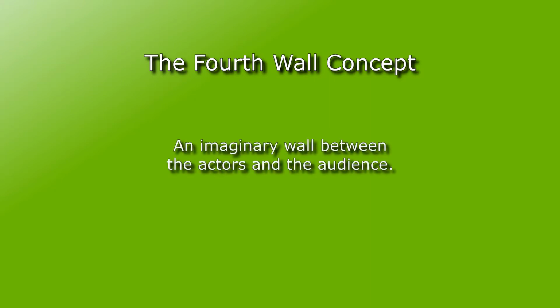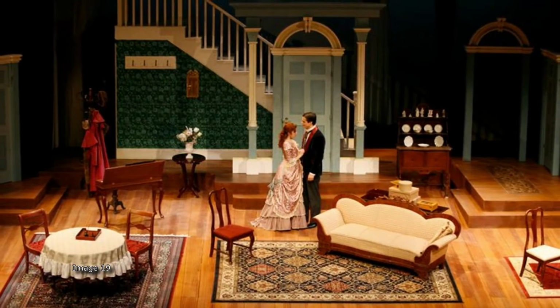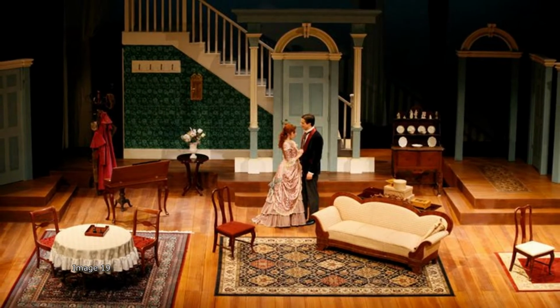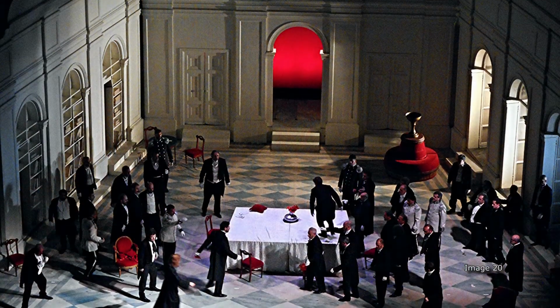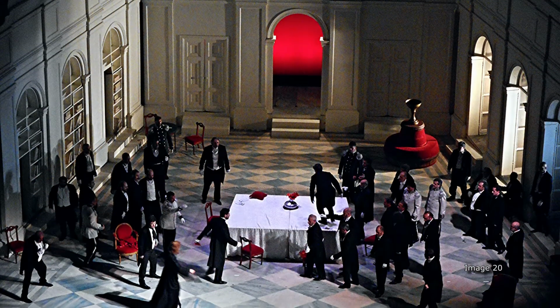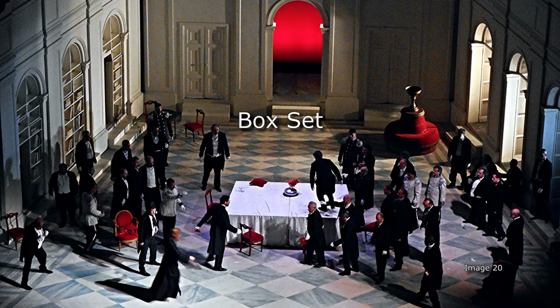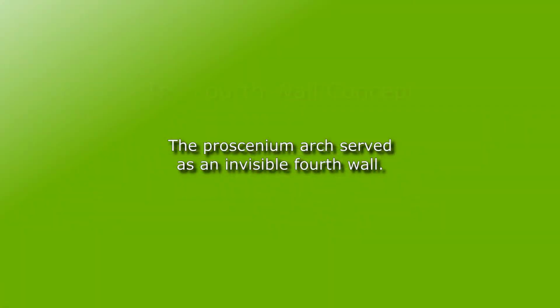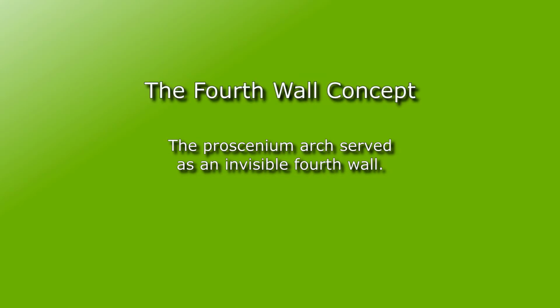A significant production concept that evolved with realism is the fourth wall concept. In order for the actors to submerge their action into the world of the stage, directors began to stress that the stage should be treated as a room of 4 walls. To accommodate this effect, set designers began to design their sets like interior rooms, which displayed three prominent walls on the stage. These types of settings became known as box sets. The proscenium arch served as an invisible fourth wall.